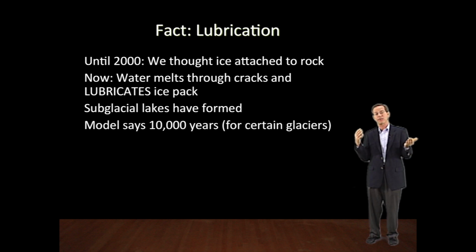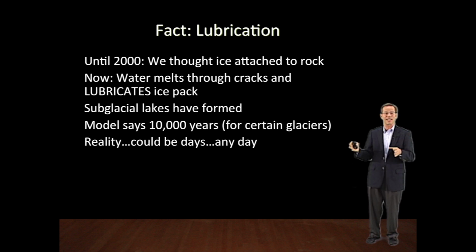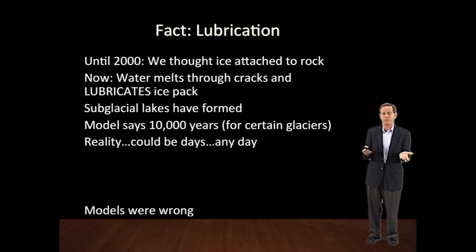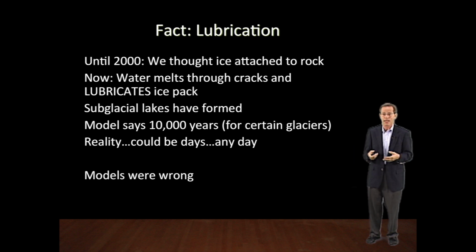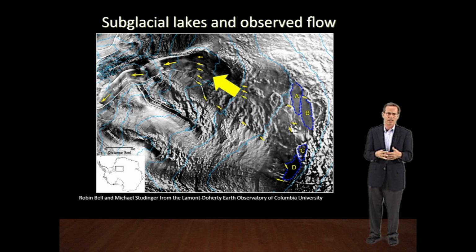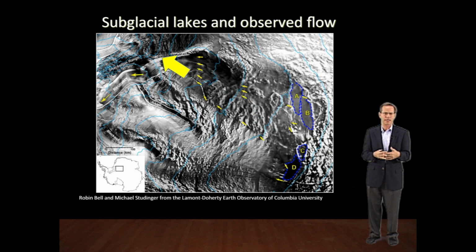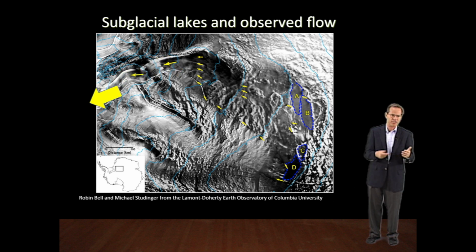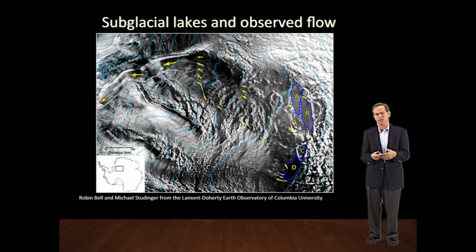So you've got situations where a model says 10,000 years of life left in a certain glacier at the current melt rate, but in reality, it could be days or any day, because these things could just break away at any time and slide right off the land. And it's quite possible the models didn't consider that, and maybe we should have. And you can see some of this observed flow here, with the subglacial lakes, and you can see the ice actually flowing over those subglacial lakes.